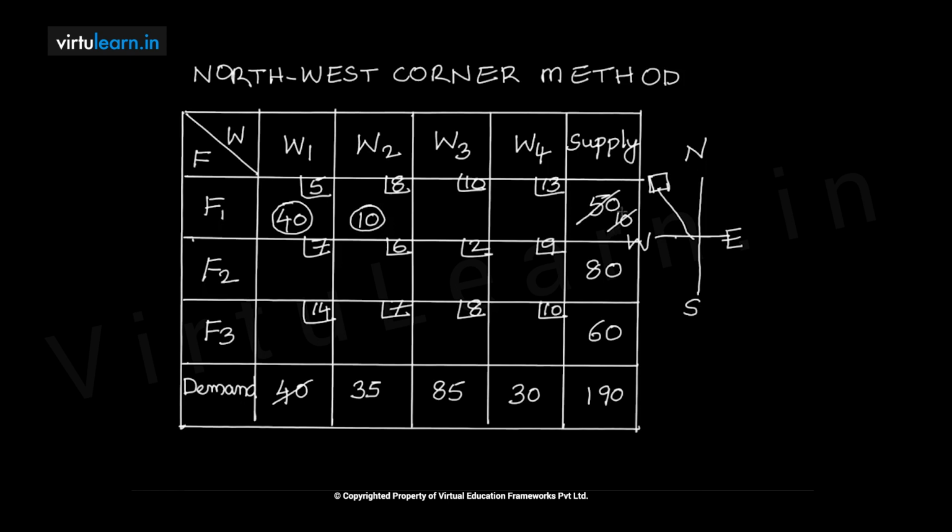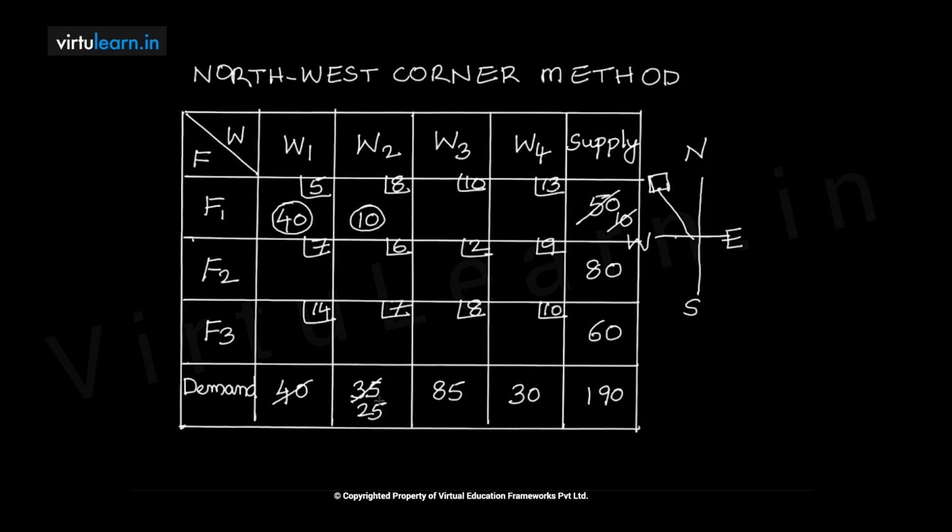So now all the units supplied from F1 are exhausted. That means we cannot make any allocation to F1 W3 and F1 W4 because there are no units available. All the units available are allocated to F1 W1 and F1 W2. Now, after this is done, here out of 35 units, 10 units are allocated. That means still 25 units are required.